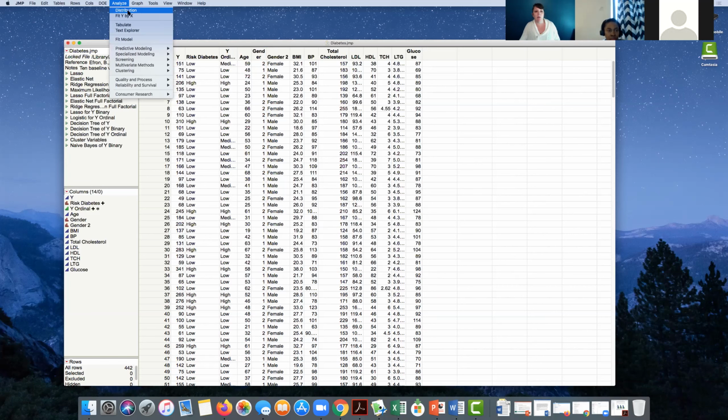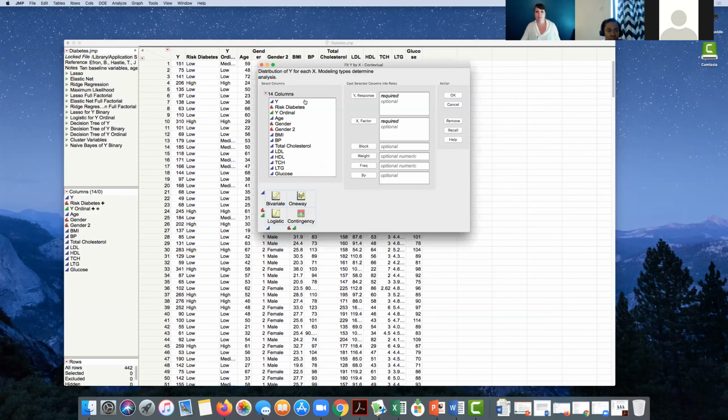So to do that, I would go into fit y by x, and I'll put my risk of diabetes here, and I'll look at gender, because this is the only categorical bivariate that I have, right? This is my only contingency table one. So it's just gender and risk.